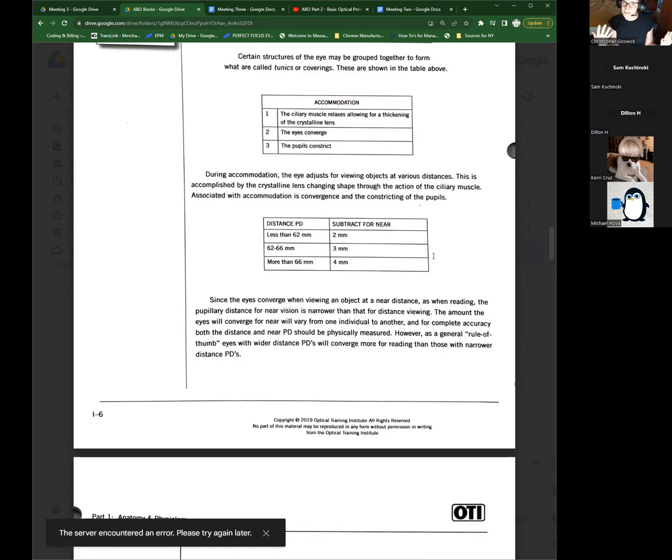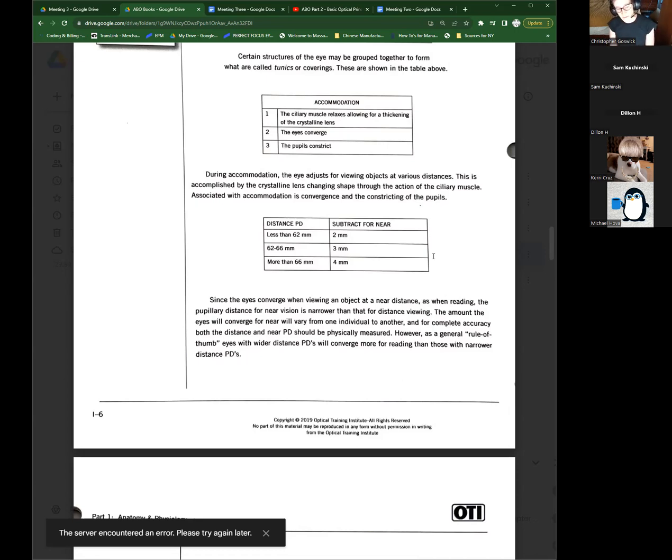But for daily practice, because the exam doesn't always match up with the best daily practice, whenever possible, if you know you're doing a computer pair of glasses or a near pair of glasses, you want to take that PD right with the patient there.